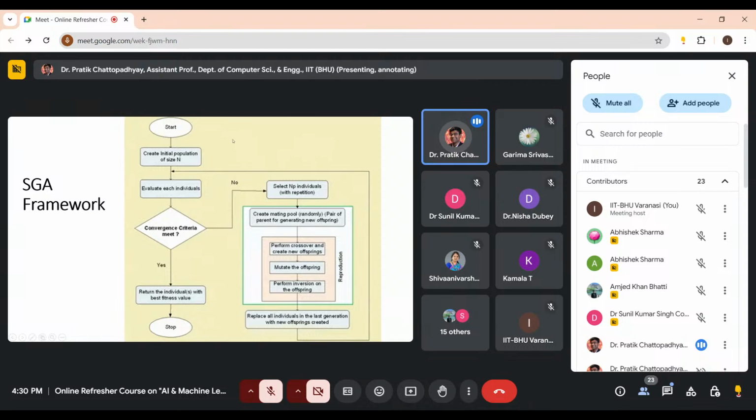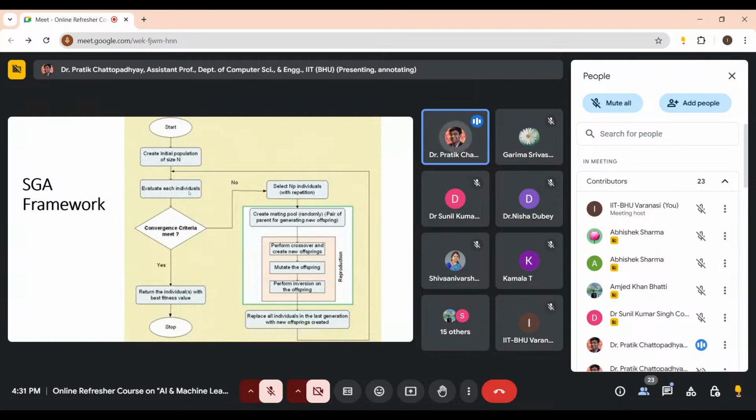We try not to take very bad members from the initial population in the mating pool. So very bad, very good, how are we deciding? Based on the number that this evaluation step has assigned. Very good population will have a higher number, bad populations will have a lower number associated with them.